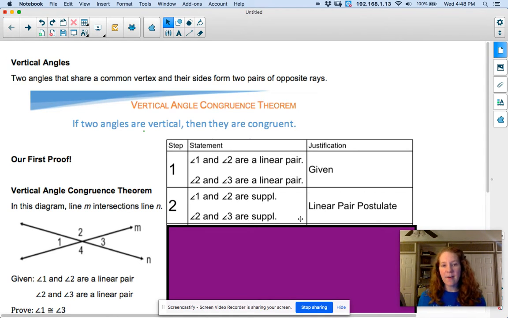Okay, now I'm still not seeing anything equal or congruent or anything like that. So I'm just going to keep trusting the process, and I'm going to keep trying to go through and think, okay, I knew they were a linear pair because it was given. I knew they were supplementary because the linear pair postulate says so. What does it mean to be supplementary? Well, the definition of supplementary, I just reminded you a moment ago, is that they add up to 180.